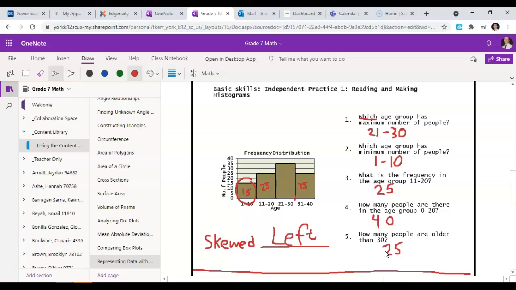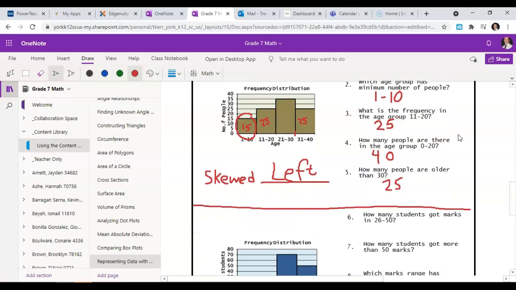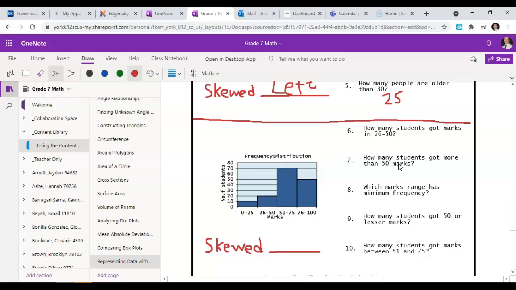Okay, good. So hopefully the reading them is getting a little bit better. Go ahead and you can pause the video again, try number 6 through 10, and I'm going to go through them right thereafter. Okay. So number 6, how many students got marks in 26 to 50? So between 26 and 50%, how many students got that? Well, here's that category, 26 to 50. And so I noticed that that is 20 students. Good. And marks is just a more European way of saying grades.